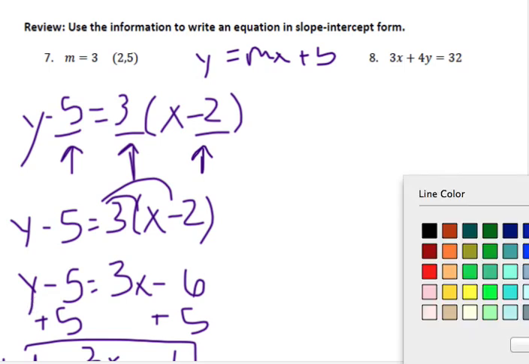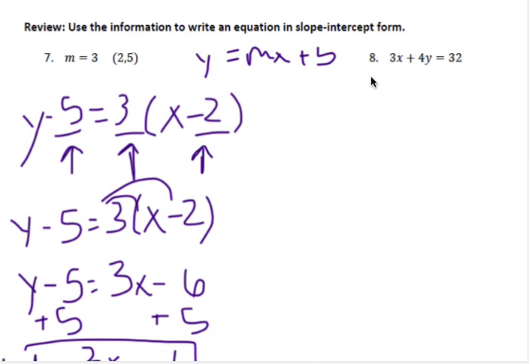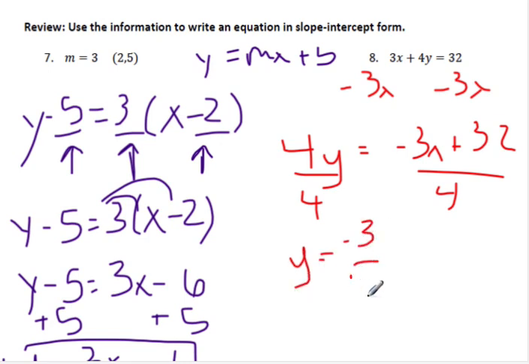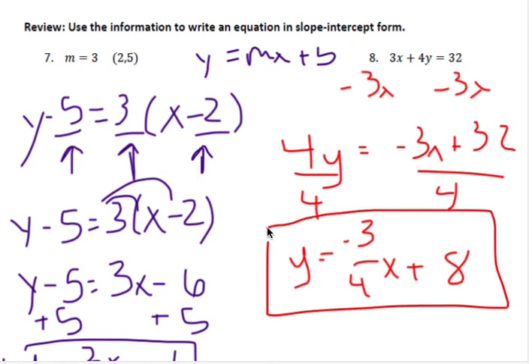Taking a look at number 8. So for number 8, in order for us to put this into slope-intercept form, we need to solve for y. So the first thing I'm going to do is subtract 3x from both sides. So then I get 4y is equal to negative 3x plus 32. Then I'm going to divide both sides by 4, and then we get y is equal to negative 3 divided by 4, which is negative 3/4 x. 32 divided by 4 is 8. So this right here is your slope-intercept form for number 8.